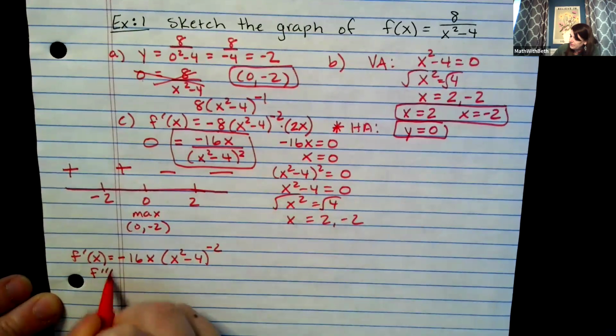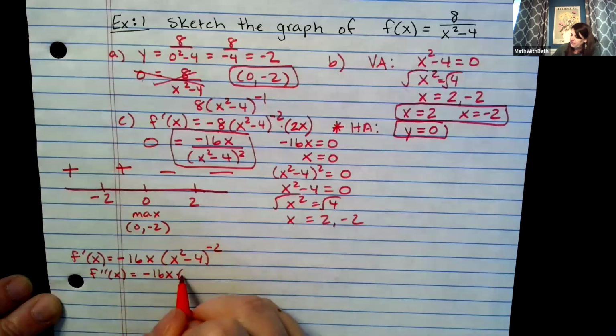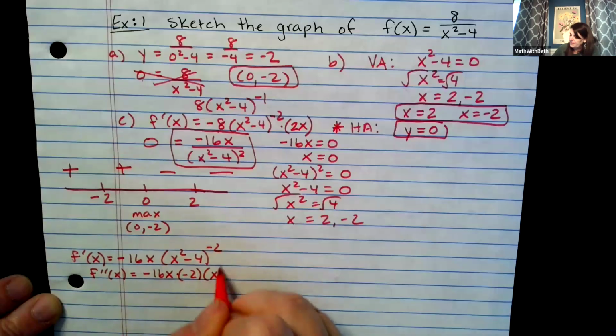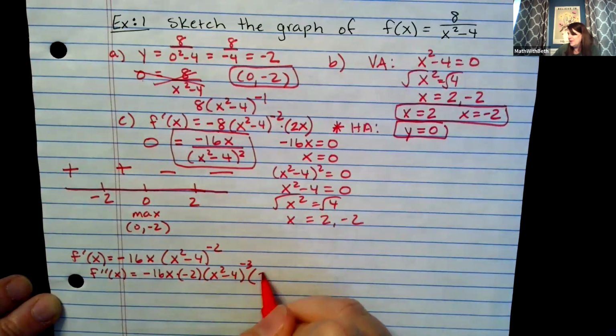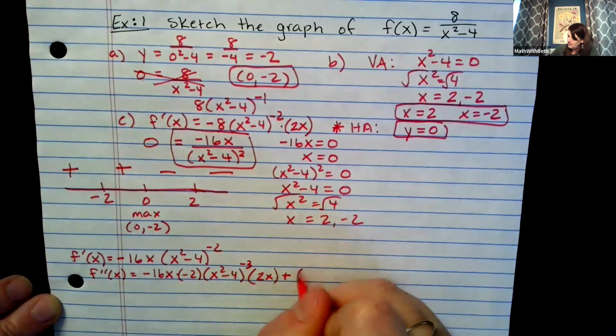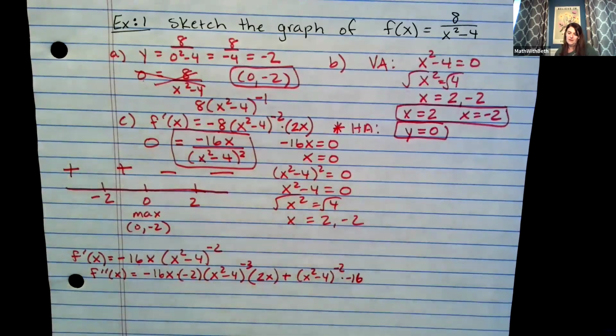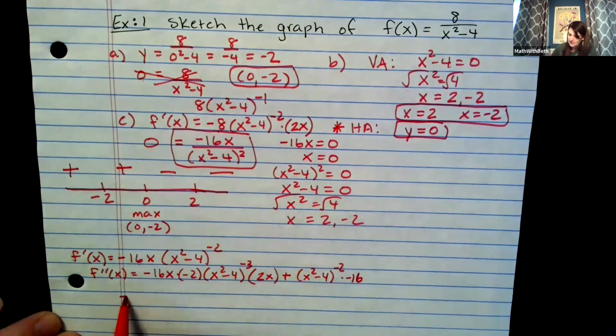So now my second derivative is -16x times the derivative of this, which is going to involve the chain rule. So the -2 will come out front. This stays the same, but I subtract 1. And then I have to multiply by the derivative of the inside. Plus this part as it was times the derivative of the -16x, which is just -16. So there's a lot going on there, but you can definitely rewrite this in a nicer way.